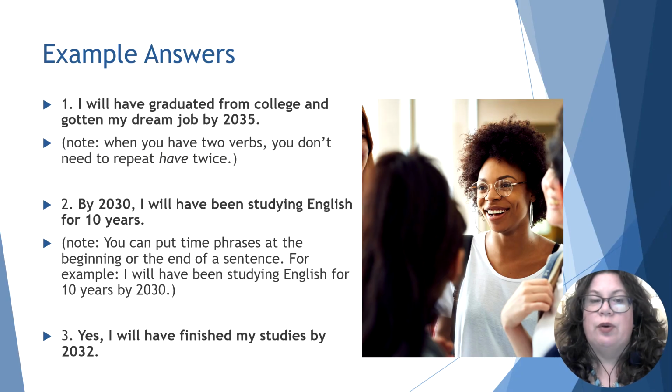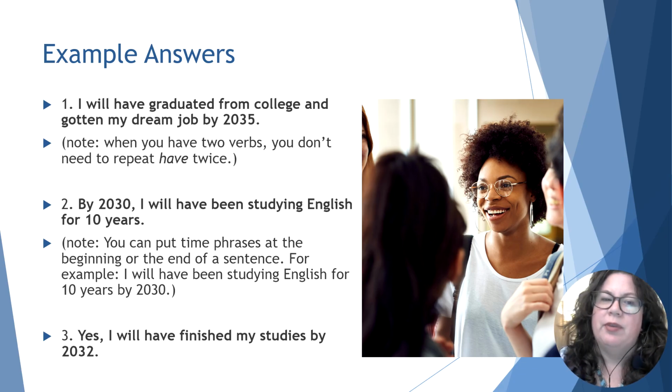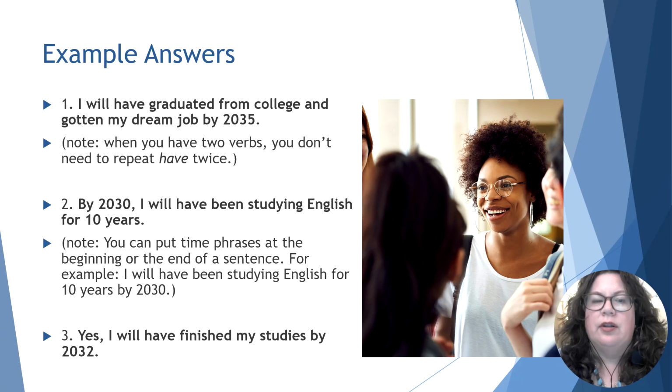Number 2, this one, remember, we want future perfect progressive to talk about duration, how long you will have been doing something. So by 2030, I will have been studying English for 10 years. And again, will have been studying. Note, you can put time phrases at the beginning or at the end of a sentence. You can say by 2030, blah, blah, blah, or I will have been studying English for 10 years by 2030. So it can go at the beginning or the end. Please note, if we put it at the beginning, we need a comma. If we put it at the end, no comma.